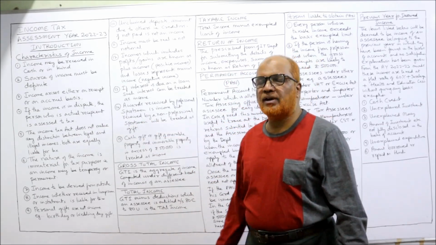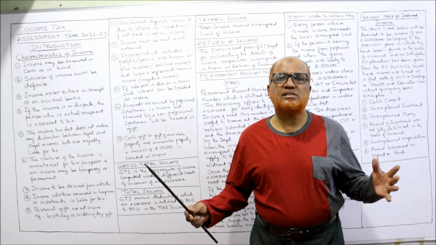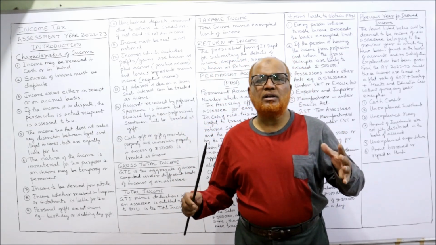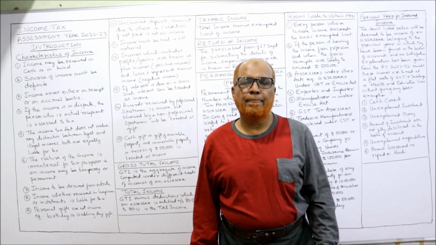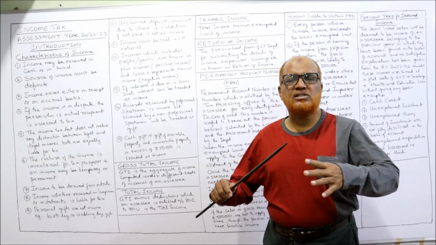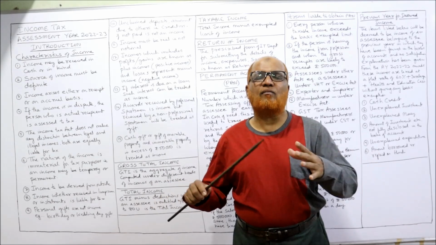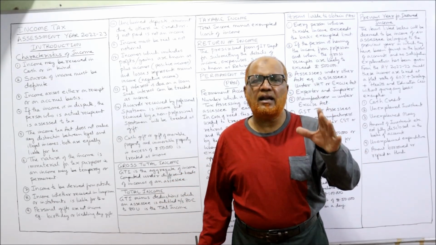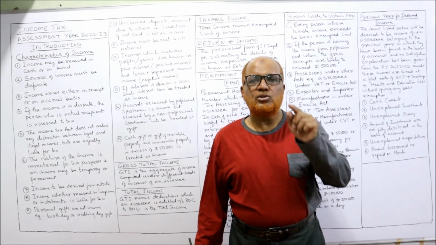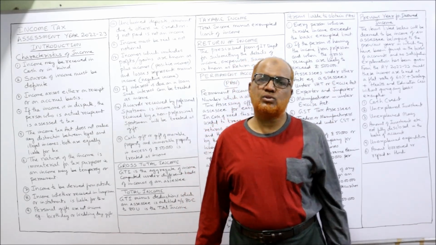Next one, source of different income should be definite. The Income Tax Act has specified what are the different sources from which you will earn the income. For that purpose, the Income Tax Act says 5 sources are there: income from salary, income from house property, profits and gains of business and profession, capital gain, and income from other sources. So your income should fit in any one of these 5 sources.